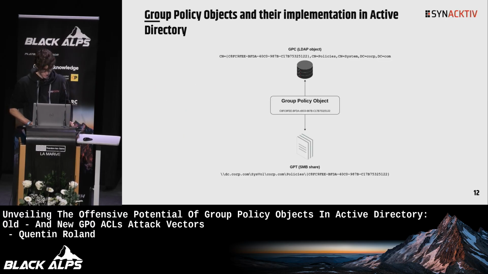A visual representation of what I just said. You have a group policy object that is characterized by the GUID. Up there, you have the LDAP object, so the GPC, and the FQDN of this object is also characterized by the GUID of the GPO, and it is in the container policies system. And down there, you have the GPT, so the group policy template, the SMB share, and by default, it is on the well-known domain controller share, that's the sysvol share, and it is characterized also by the GUID of the GPO.